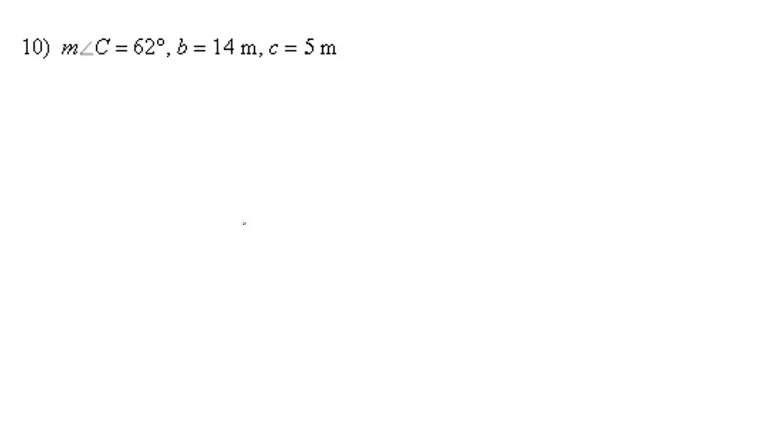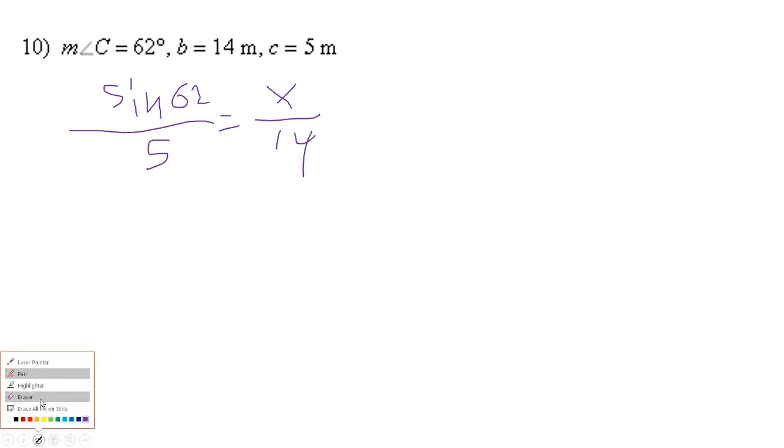Example of that is this problem. Just looking at this problem, we don't know if that's the case or not. So what we do is we solve it just like normal. So we set up law of sines. We're going to say sine of 62 over 5 equals, sorry, that should be sine of b over 14. I'm trying to find angle b here.